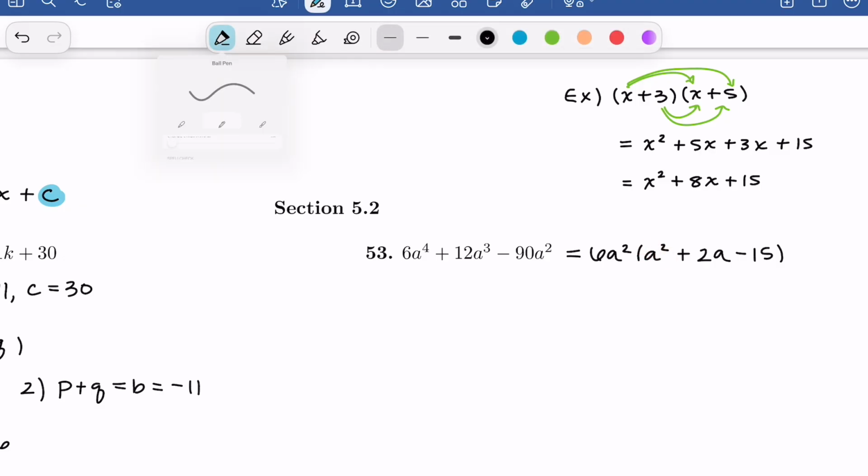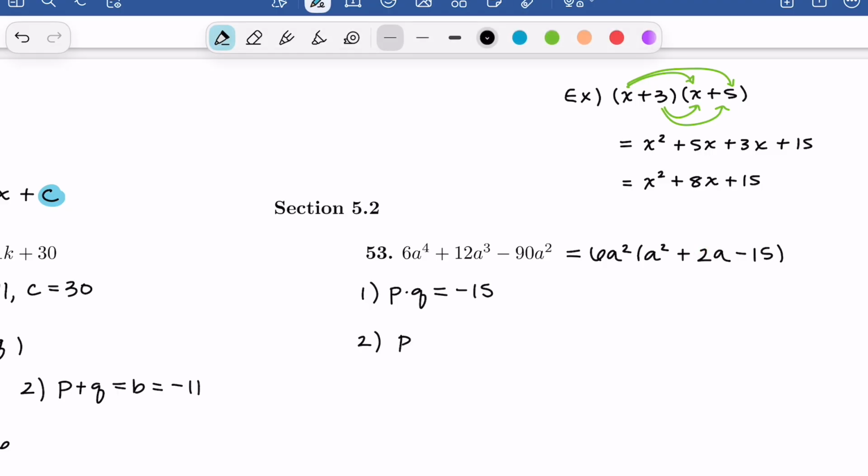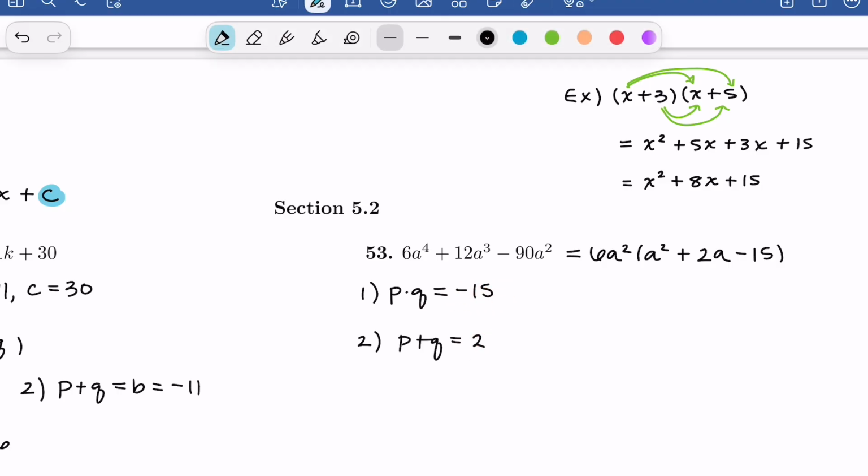We just need to find two numbers, p and q, such that when we multiply them together, it's going to give us our c value, which is minus 15 in this case. And when we add them together, it's going to give us our b value, which is going to be positive 2. All right, now two values that'll give us this would be positive 5 and negative 3. We multiply them together, we're going to get a negative 15. If we add them, we're going to get a positive 2.